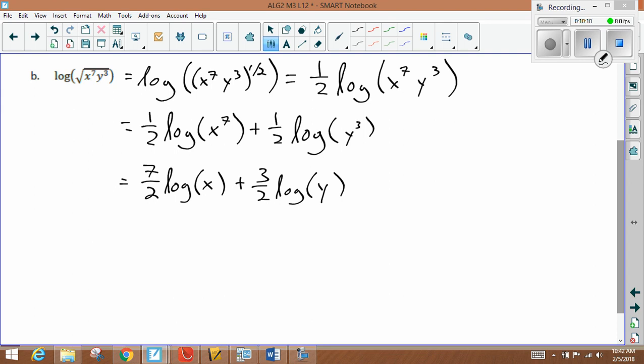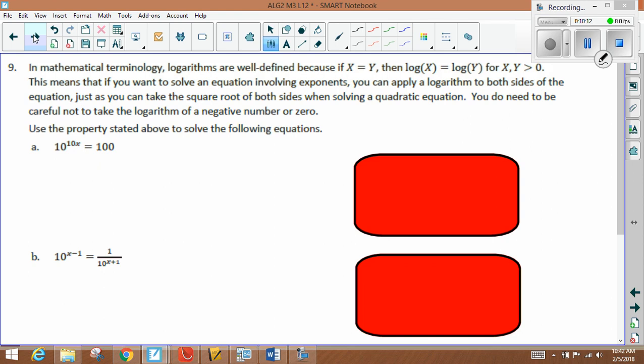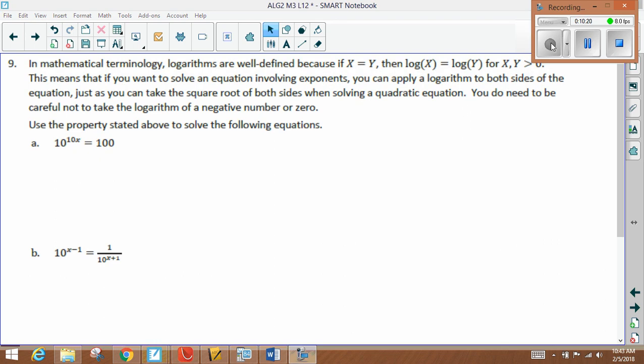Moving right along. Now it is time for solving. Okay, so we're going to learn how to solve exponential equations using logarithms.